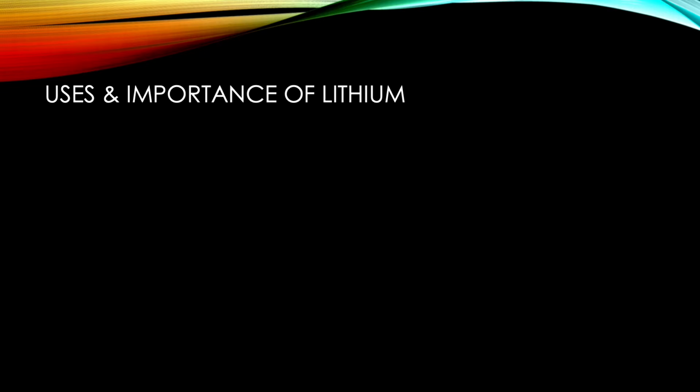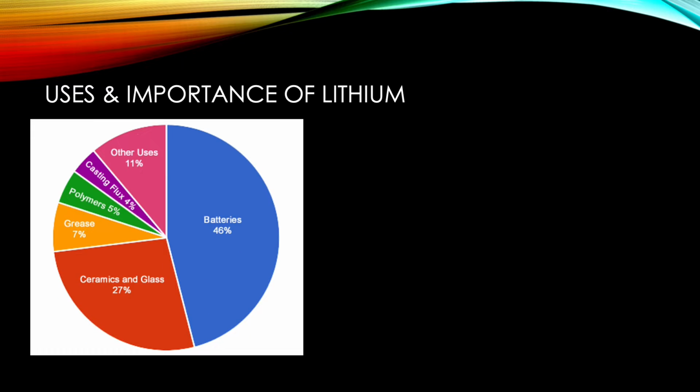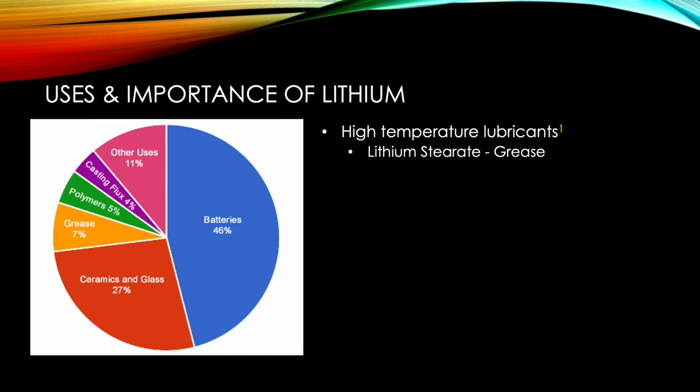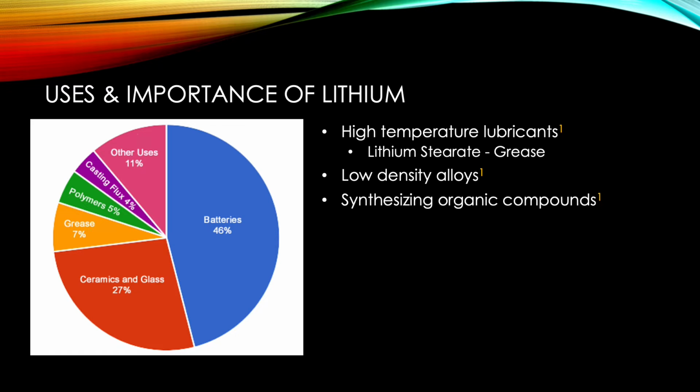Uses and importance of lithium. Lithium is a very important metal and is becoming increasingly more important in our society due to its use in lithium-ion batteries in electric vehicles. There are many other uses of lithium, however. One is a high-temperature lubricant. Lithium stearate is found in grease. Due to lithium's strong metallic bonds and low density, it's often used as an alloy for low-density alloys.